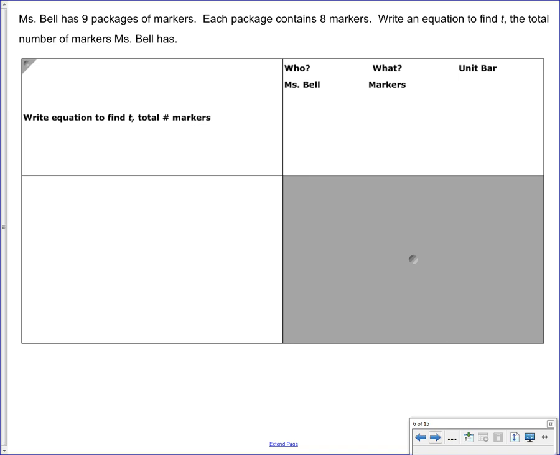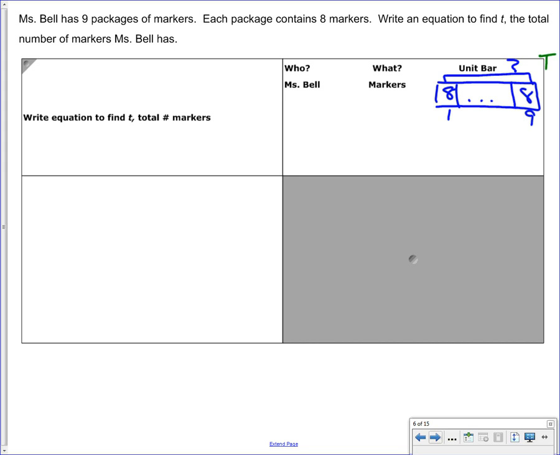We know that there are 9 packages. Let's put a 1. We know there's 9 packages, and each of them has 8 markers in there. So it's the same thing over and over again. 9 packages, 8 markers in each. And I want to know the total up there at the top. How many markers does she have?